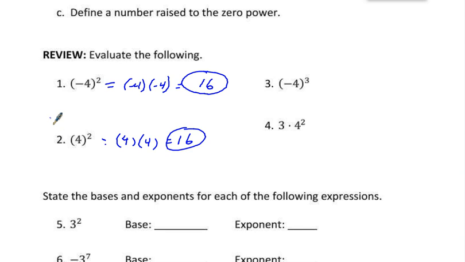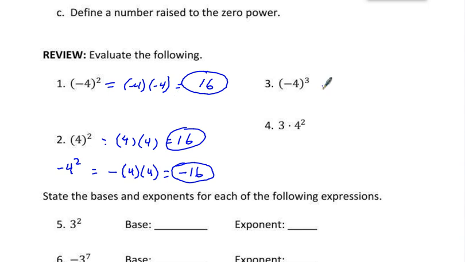If the question had said negative 4 squared without parentheses, that one would be the opposite of 4 times 4. Only the 4 is squared, not the negative. So 4 times 4, still 16, but this is how we would get a negative 16, by not having the minus sign inside a group of parentheses.